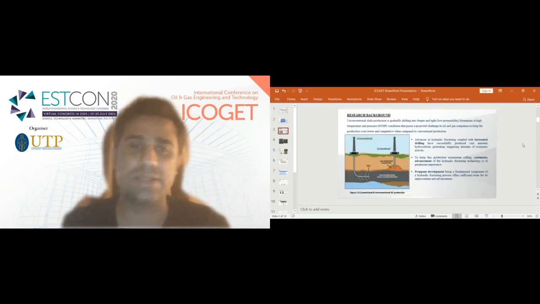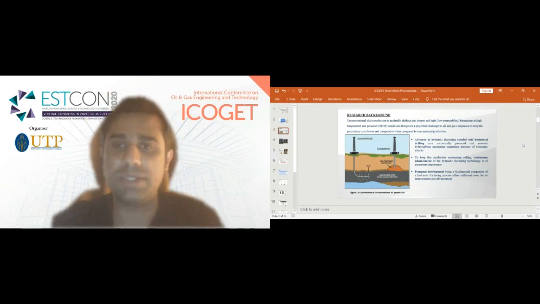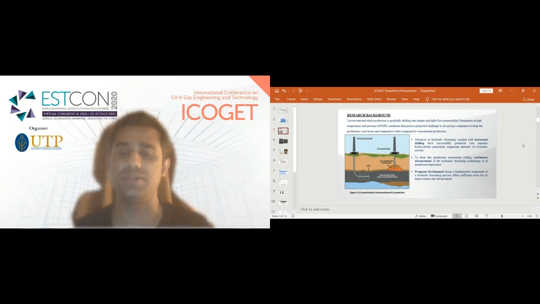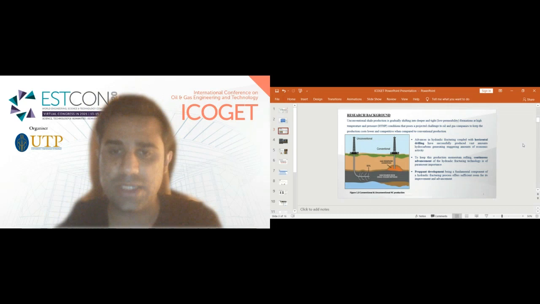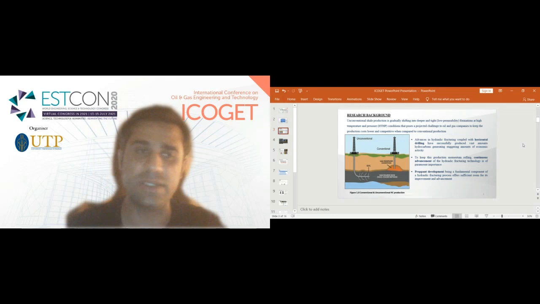Starting with the research background, shale production is gradually shifting into deeper and tight, low permeability formations at high temperature and pressure conditions, which poses a projected extraction challenge to oil and gas companies. Advances in hydraulic fracturing coupled with horizontal drilling have successfully produced vast amounts of hydrocarbons. To keep this production momentum ongoing, continuous advancement of hydraulic fracturing technology is of paramount importance. Propellant, being one of the fundamental components of the hydraulic fracturing process, offers sufficient room for improvement and advancement.